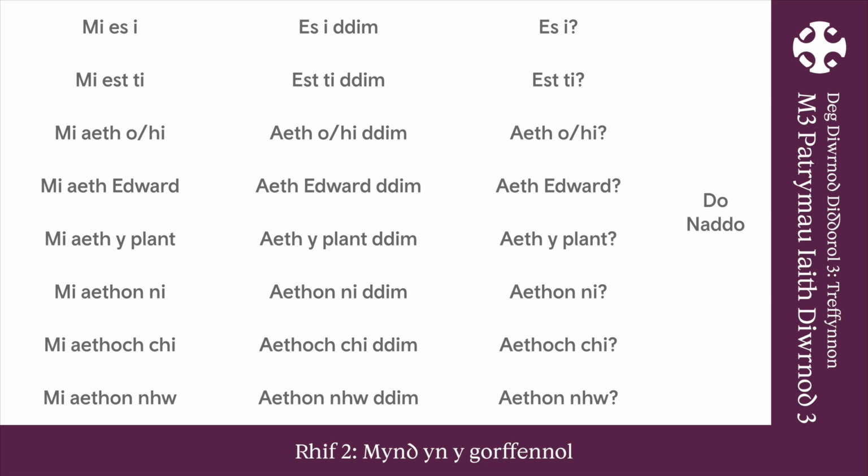Mi aethon ni. Aethon ni ddim. Aethon ni. Mi aethoch chi. Aethoch chi ddim. Aethoch chi. Mi aethon nhw. Aethon nhw ddim. Aethon nhw. I went can be said as mi wnes i fynd, I did go, or mi es i, I went.